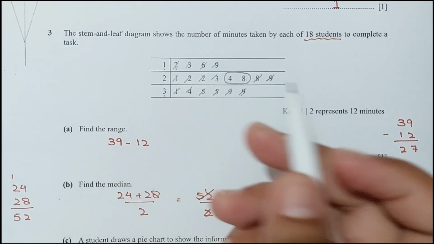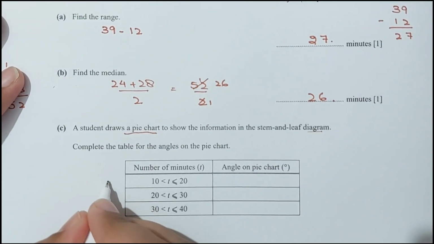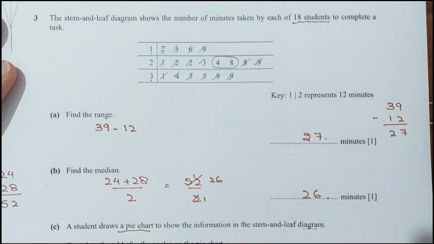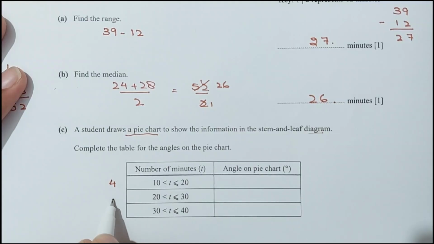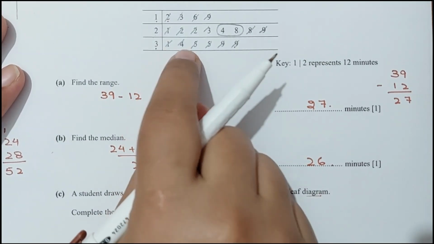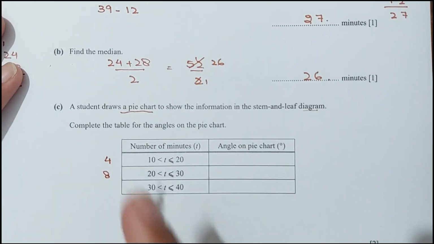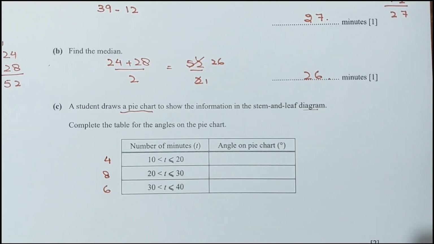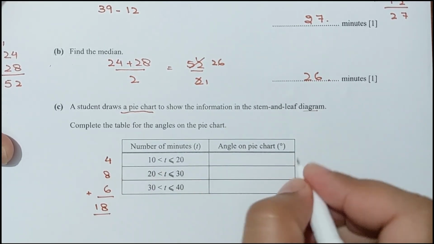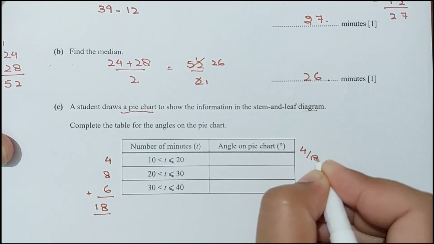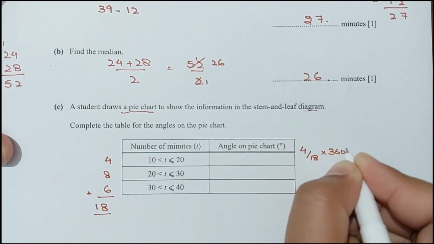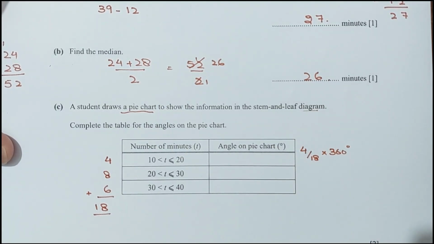So 4 values are in this range, and the frequency is 4. Between 20 and 30, there are 8 values. Between 30 and 40, we have 6 values. The total number of values is 18 students. To get the pie chart sector angle for the first frequency, we take 4, divide it by the total 18, and multiply by 360 degrees. We will get the pie chart sector angle.